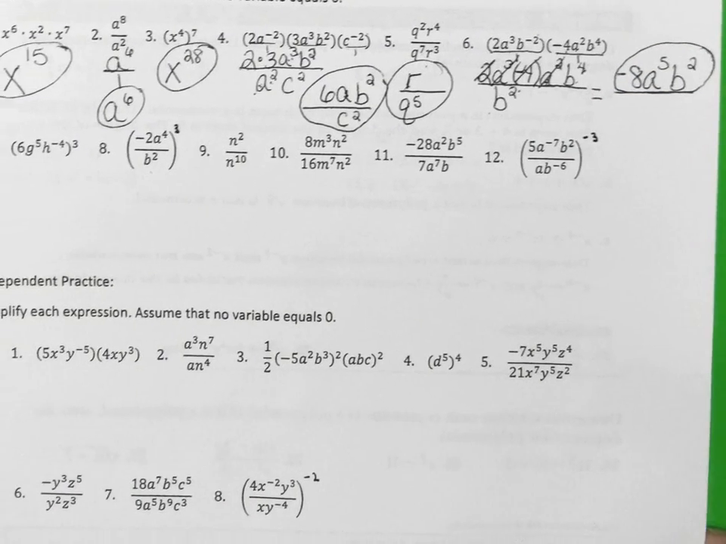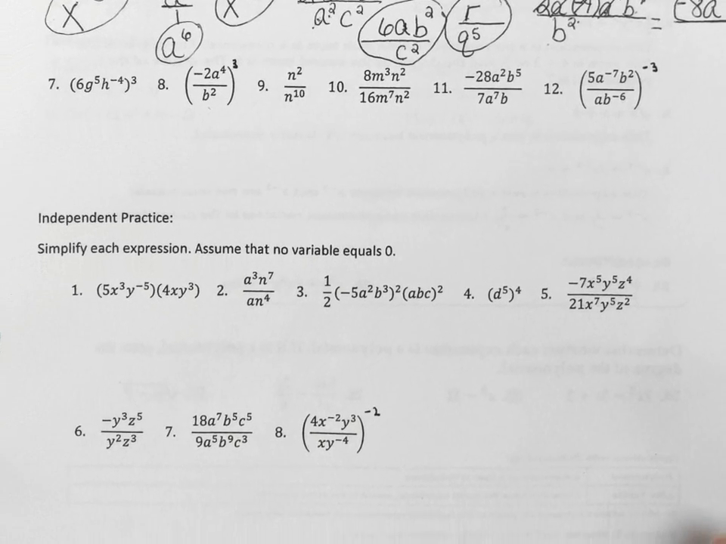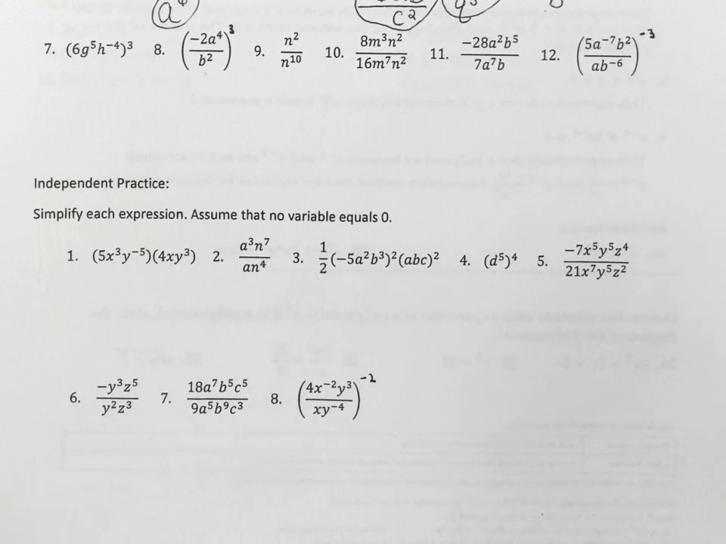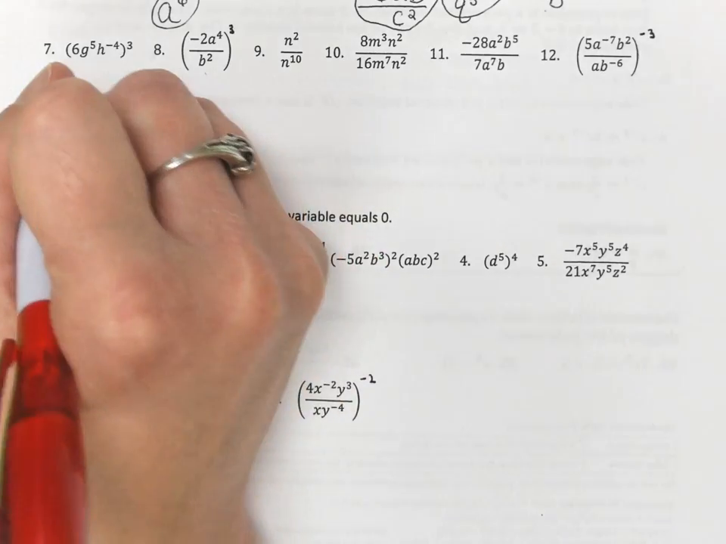All right, what about number 7? Oh my goodness, everything in those parentheses are to what power? The third. Ooh, perfect cubes. You ready? How much is 6 cubed? 216. Very good, Gracie.